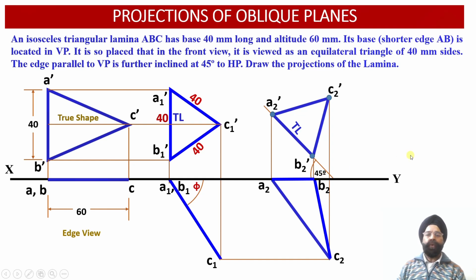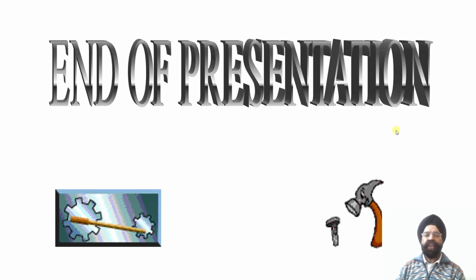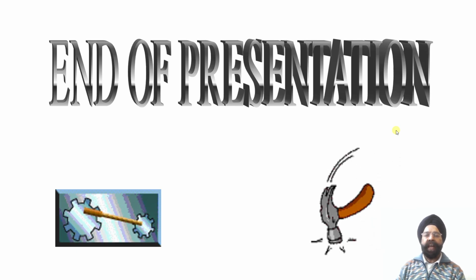So this is all for today. I hope that through this discussion you would have understood the procedure of how we evaluate the orthographic projections of this isosceles triangular lamina, which happens to be inclined with respect to the vertical plane as well as the horizontal plane. So we will be continuing with further discussion regarding a few more illustrative cases of the orthographic projections of oblique planes in the coming lectures.